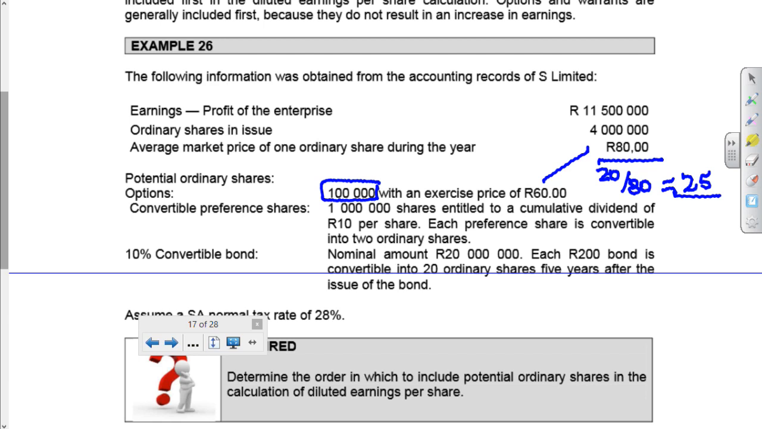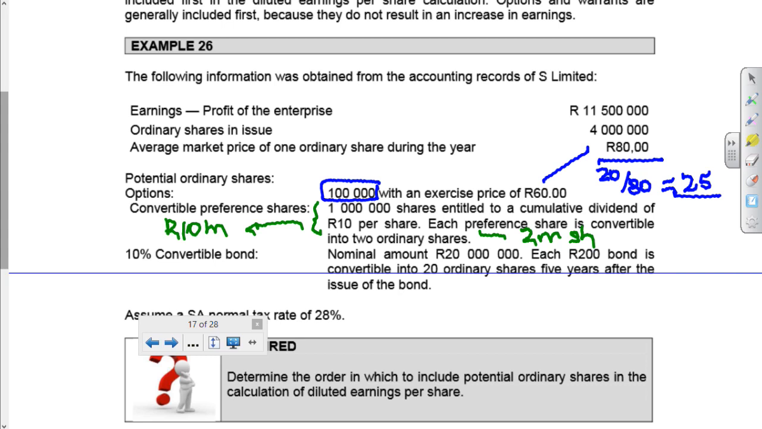Then 1 million preference shares entitled to a dividend of 10 Rand a share. My saving over here will be 10 million Rand. It's huge, huh? 10 million Rand. And they will convert into 2 ordinary shares, 2 million shares.